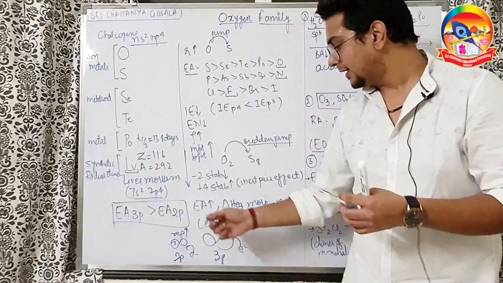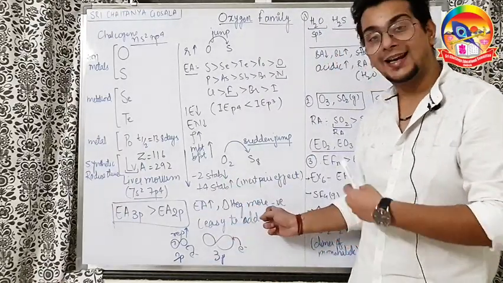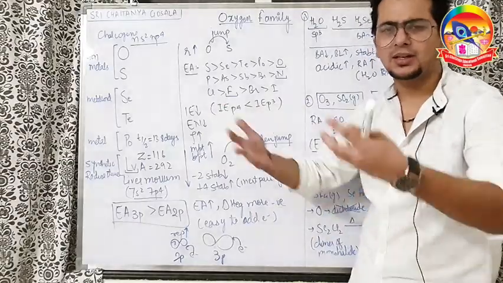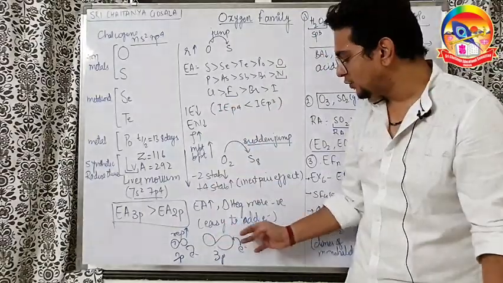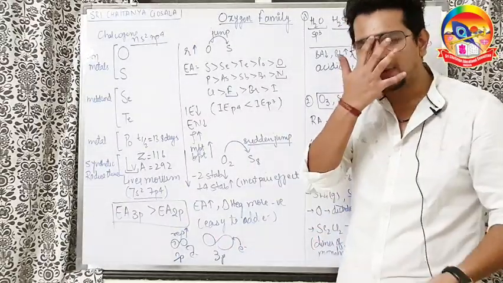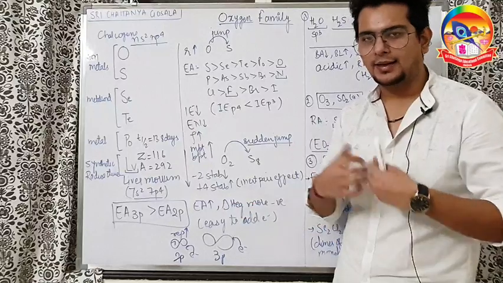What is electron affinity? More electron affinity means more negative electron gain enthalpy. That means more energy is released on adding an electron. In the simplest, most elementary words, it is easy to add an electron. Electron affinity means love for electron. So if the electron affinity is more, it's easy to add the electron.